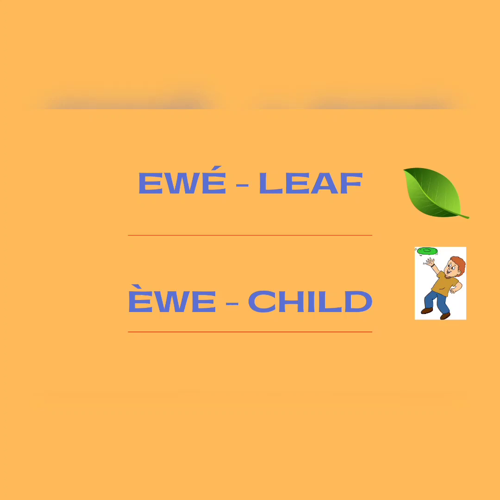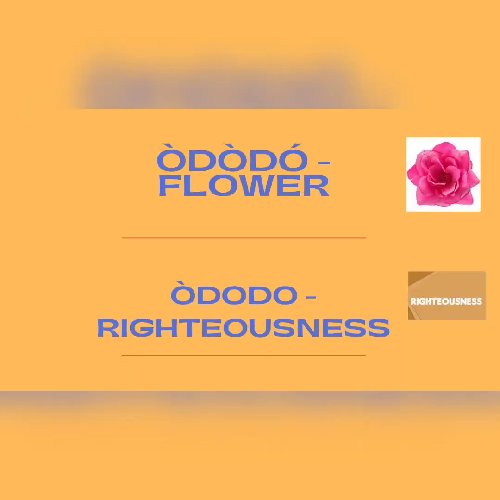The next set of words that look alike but they have different meaning is ewe, leaf, ewe, and the second one is ewe, child. Ewe, leaf. Ewe, child.